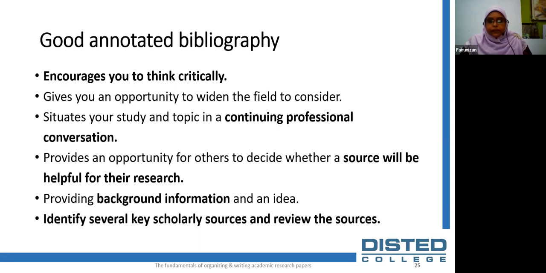It's also a good strategy to help build your bibliography to identify several key scholarly sources and review the sources cited by the author. Often this will lead you quickly to related sources about the topic that you are writing.